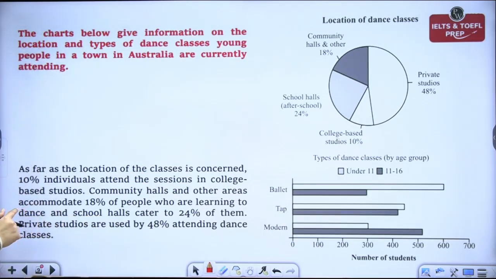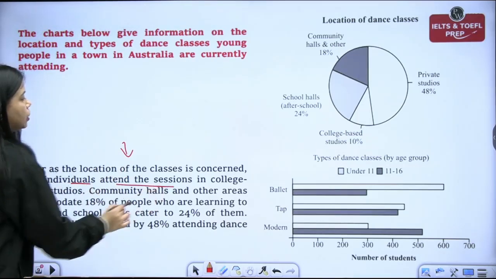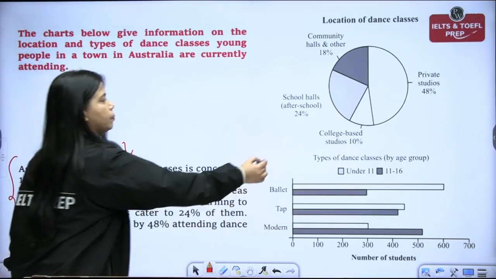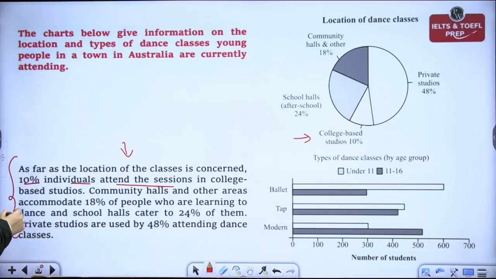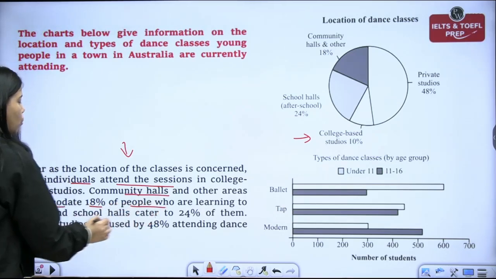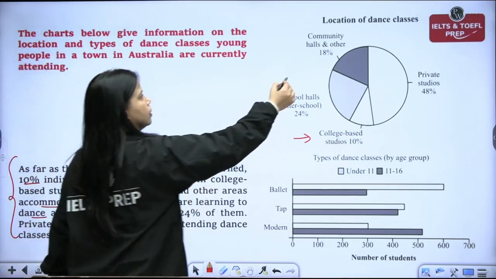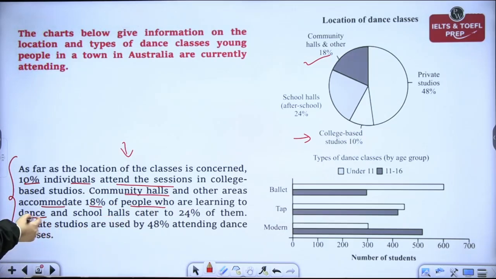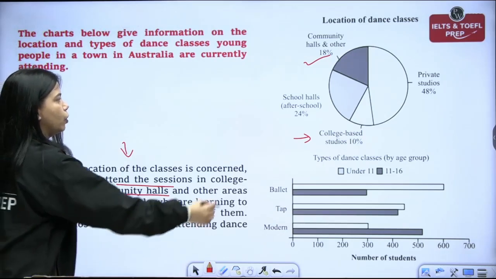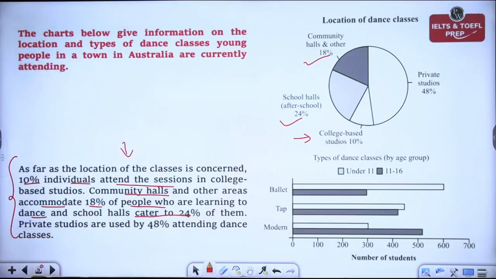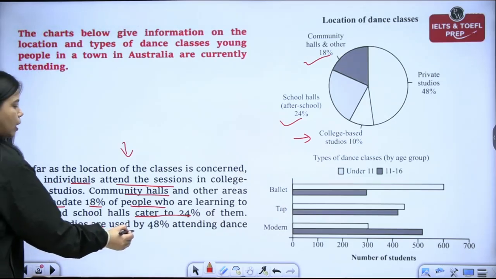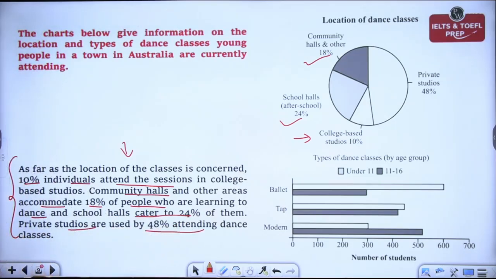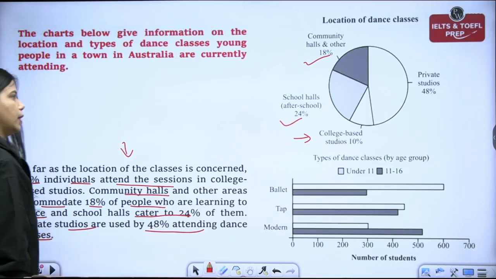And here you go. So what I'm saying over here is, as far as the location of the classes is concerned, 10% of individuals attend these sessions in college. So here you see 10% in the college-based studios. Community halls and other areas accommodate 18% of people who are learning to dance. So community halls and other areas, 18%. And school halls cater to 24% of them. And private studios are used by 48% of those attending dance classes.